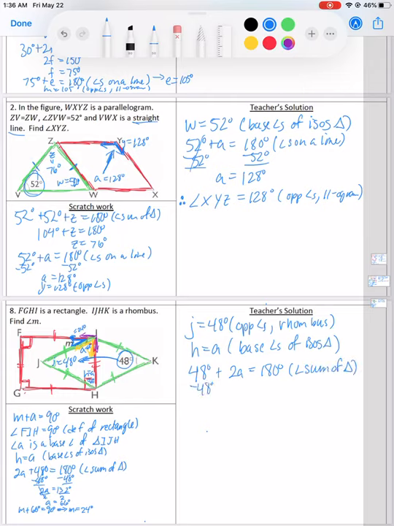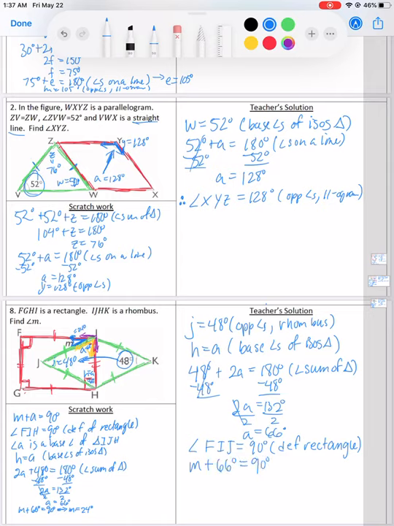Okay. Subtract 48 from both sides. 2A is going to equal 10 minus 8 is 2. Oh yeah, we did that already, 132. Divide by 2. A is going to equal 66 degrees. Okay. So I have my A. Now I need to say that A and M add to 90 degrees. So in order to prove it, I'm going to write that angle FIJ is equal to 90 degrees from the definition of a rectangle. Okay, so I say that that's 90 degrees first. And then I can say that M plus A equals 90 degrees. M plus 66 degrees equals 90 degrees. Now A, I said was 66 right here, and so I can use that as 66 from now on.